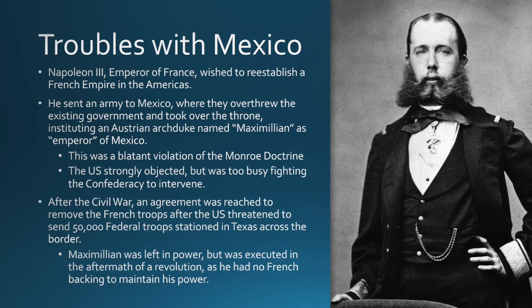Additionally, during this time, we see a lot of trouble rising in Mexico. So Napoleon III, who is the current emperor of France, wanted to reestablish a French empire in the Americas. This is the empire that had been gotten rid of when Napoleon I sold Louisiana to Thomas Jefferson. So he's like, I want to get some of that back. And so what he essentially does is he takes over Mexico. He sends an army there, they overthrow the existing government, and then he installs a man named Maximilian, who was an Austrian archduke, and you can see him on the right there, as the Emperor of Mexico.